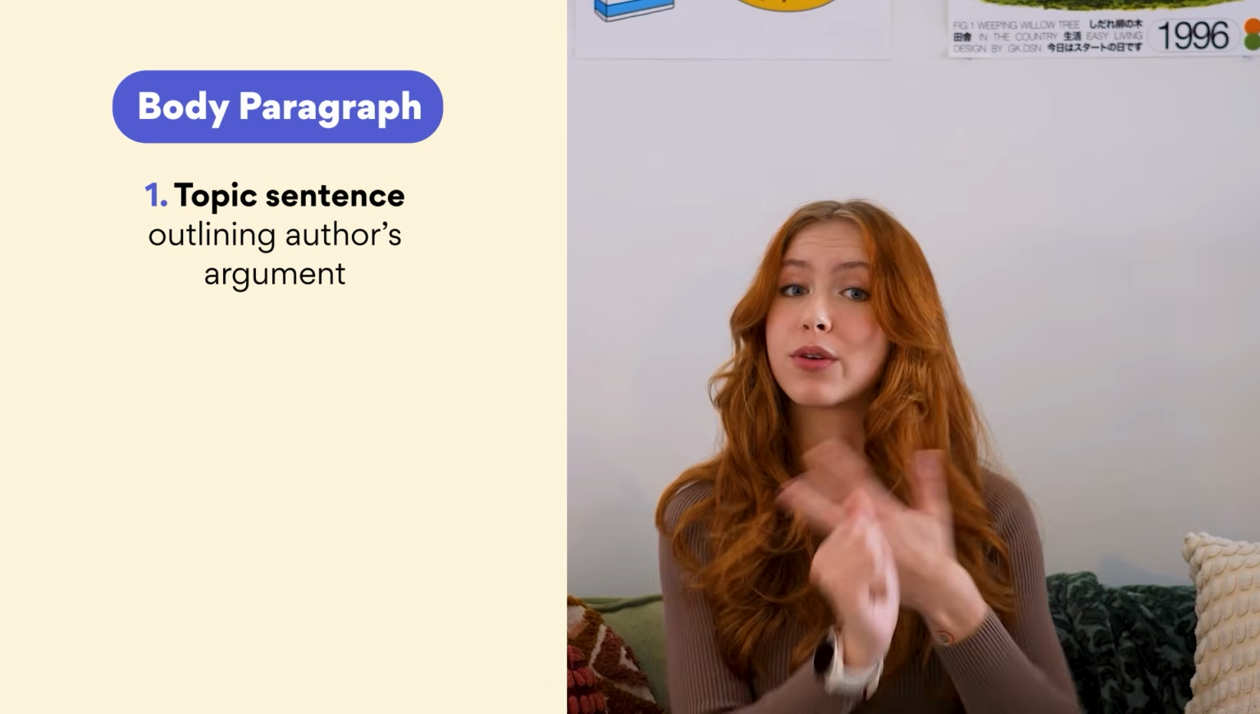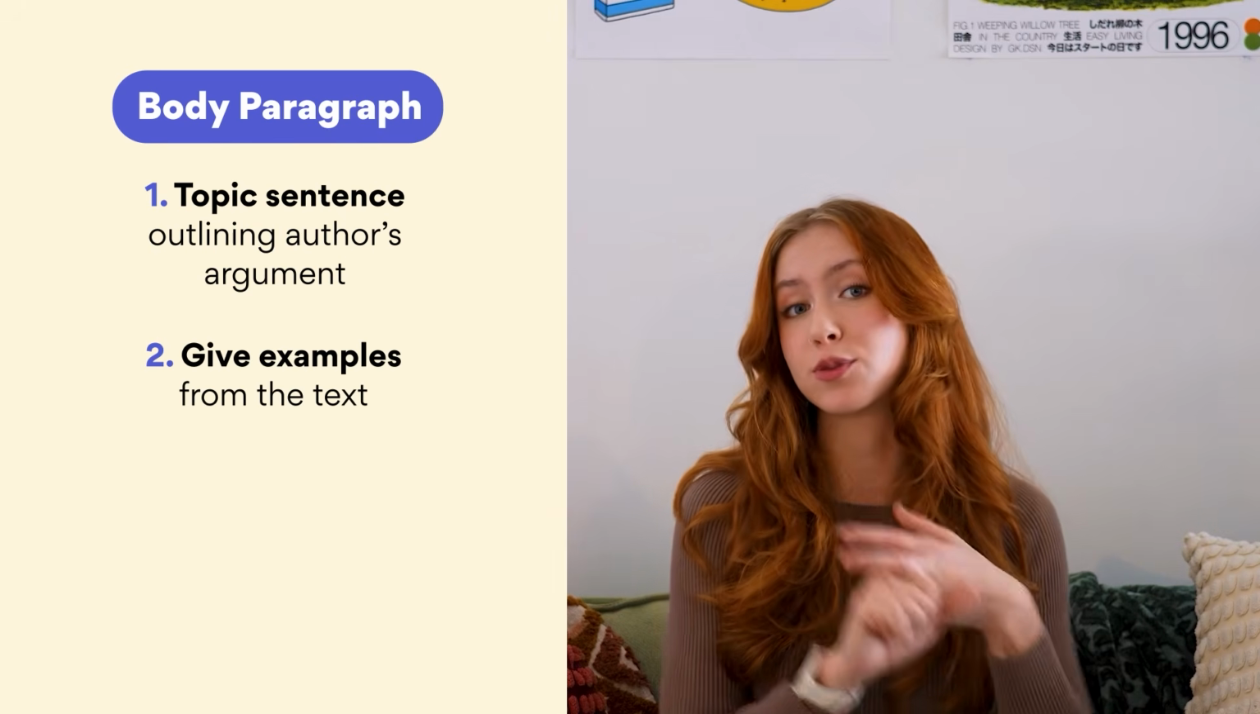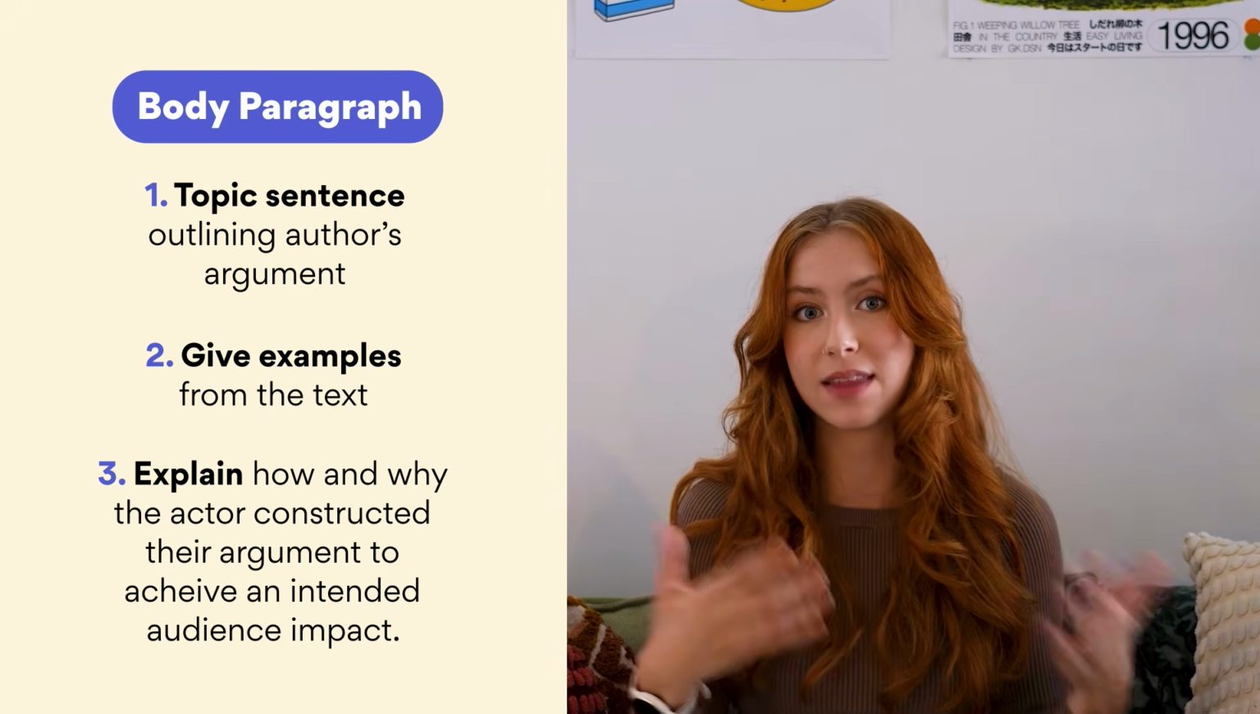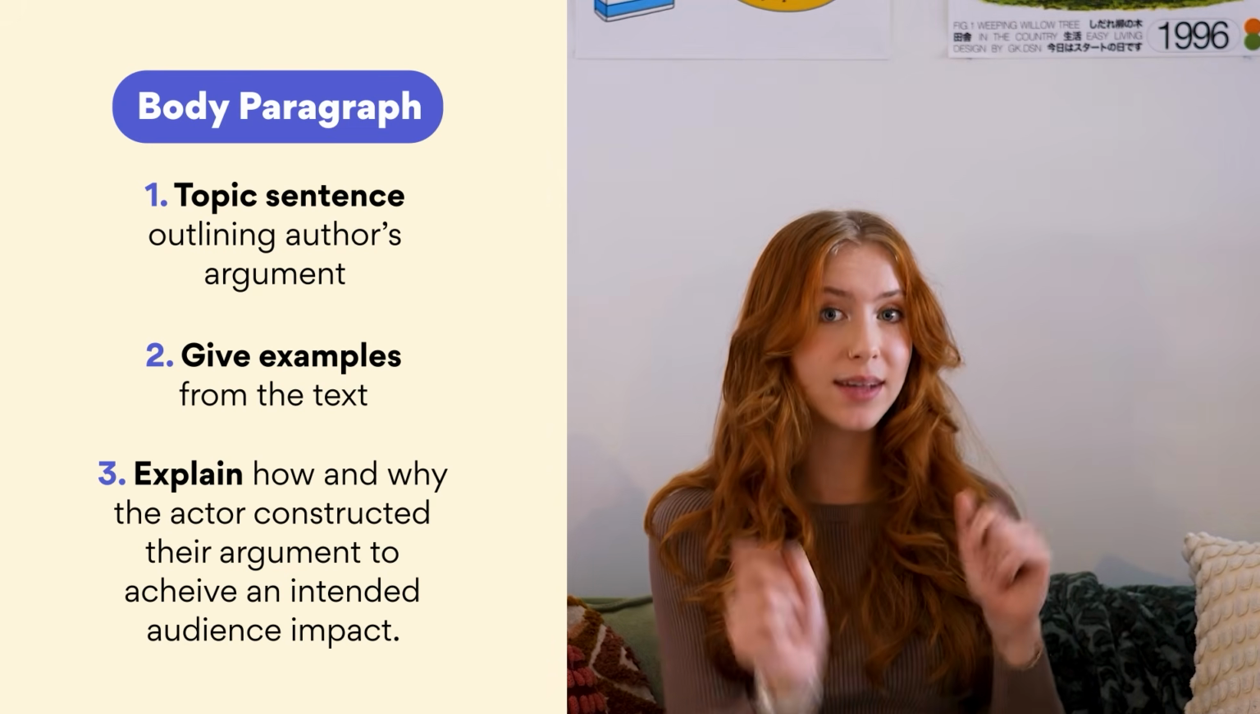By the way, VCAA backs us up on this and says that the most successful students took this strategy of analyzing text and images in conjunction with one another. Remember, whatever strategy you take, your job is to unpack how an author has used persuasive language devices to construct and present an argument to persuade their intended audience. So you'd start with, in the topic sentence of your body paragraph, an outline of what argument the author is making, then you'd give us some examples from the text, and then you'd explain how and why they've constructed their argument in this way to achieve an intended impact on their audience.